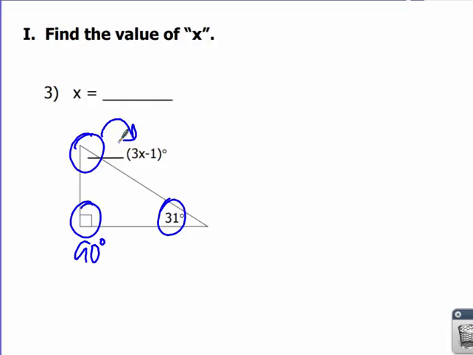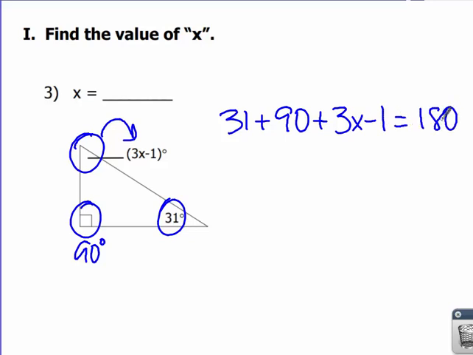Okay, so let's see if we can do that. 31 plus 90 plus 3x minus 1 is going to equal 180 degrees. Now the object in this one is not to find the missing angle, but to find out the value of x. Okay, so one of the things that I've always done is if I see any minus in an equation, I'm going to fix that, so that I can rearrange some things.